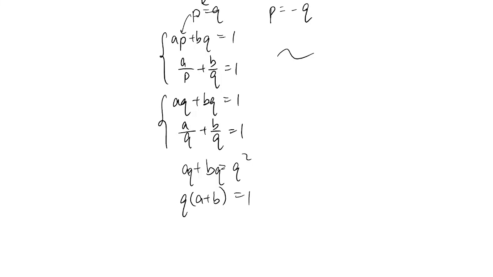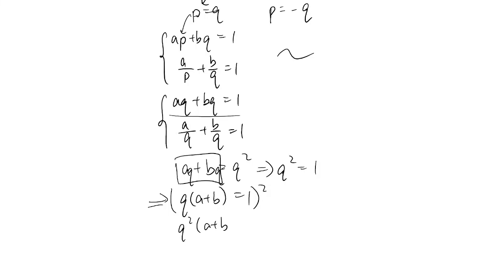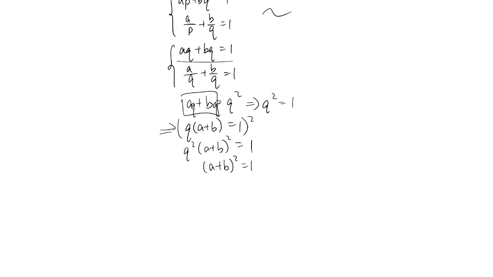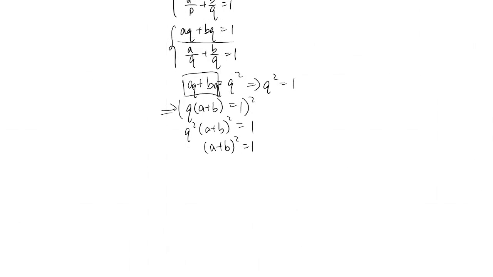So the next bit we could get is, we know aq plus bq is equal to 1 from the first equation, so we could deduce that q squared equals 1. If we look at the second equation and square it, we get q squared times (a plus b) squared equals 1. We're just attempting to solve the equation. Since q squared equals 1, that basically does nothing, so (a plus b) squared equals 1. So that's the result for (a plus b) squared.